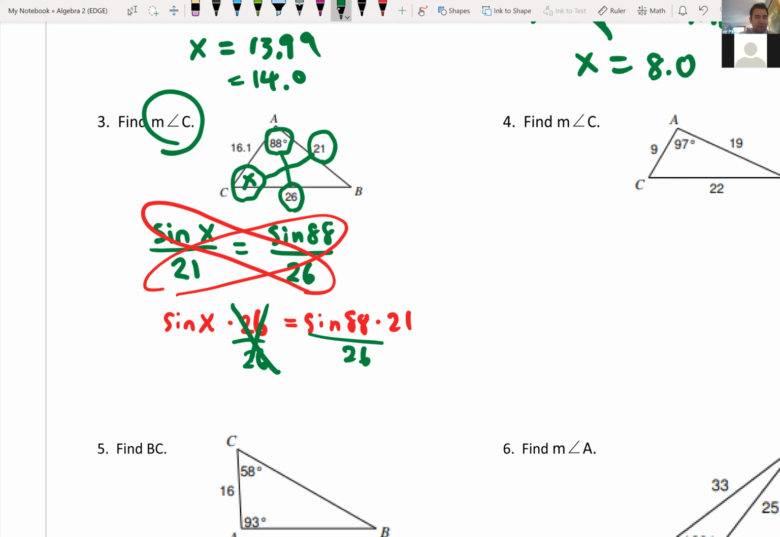Okay, so we've got sine of X equals whatever that is. Let's figure out. So I get sine of 88 times 21 divided by 26. I get 0.8072, right?